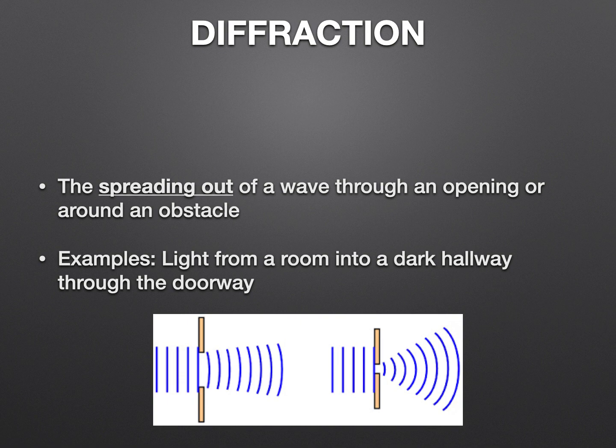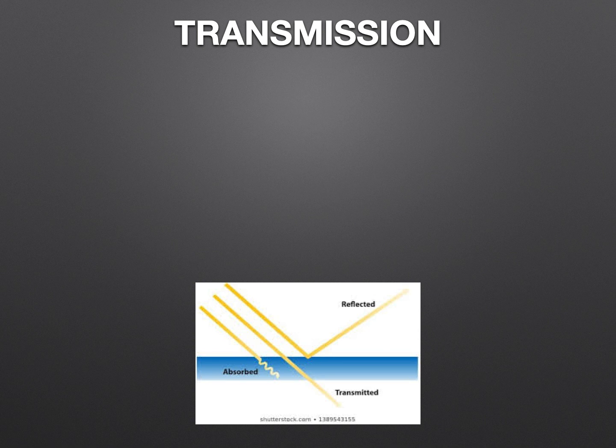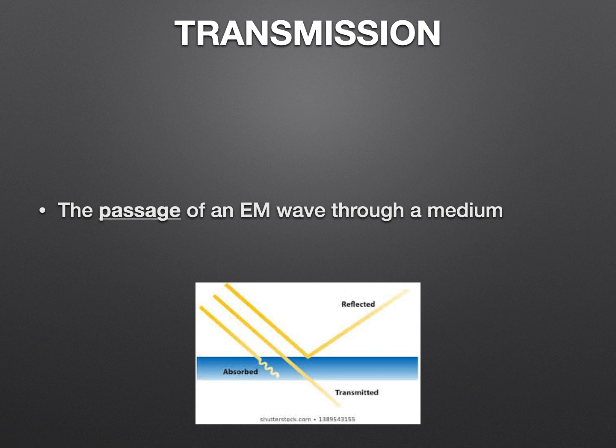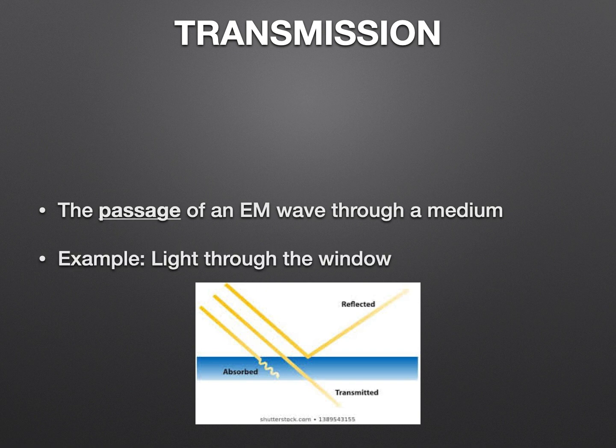A flashlight is showing diffraction because it comes out of this small hole and then it spreads out as you use the flashlight. The next wave behavior is known as transmission, okay? Transmission is the passage, which means it lets the EM wave through a medium. An example of this is if you look out the window and light comes through. That is light using transmission to get through your window, because the window is not interfering with the wave coming through. So it transmits through.